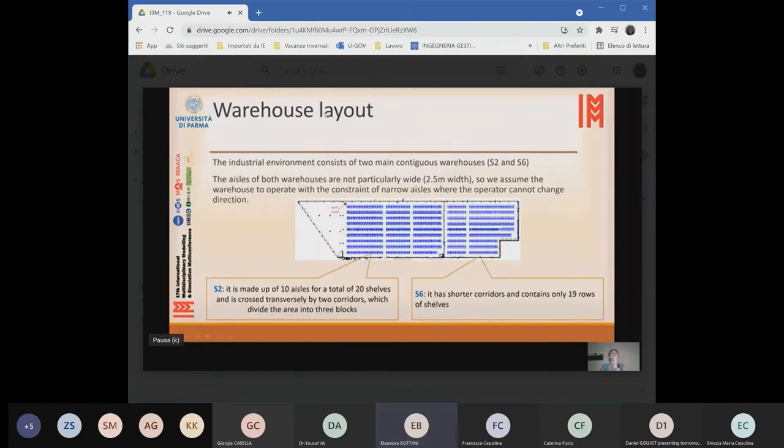The layout of the warehouse taken into account is particular. It consists of two contiguous warehouses called S2 and S6. S2 consists of 10 aisles for a total of 20 shelves and is crossed transversely by two corridors, resulting in a three-block warehouse. The second warehouse, called S6, has a shorter corridor and contains only 19 rows of shelves. The aisles of both the warehouses are not particularly wide, approximately 2.5 meters, and this allows to assume the constraint of narrow aisle, which is typically used in the picking context. This means that an operator cannot change direction inside an aisle.